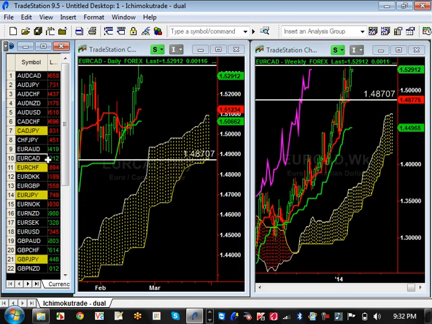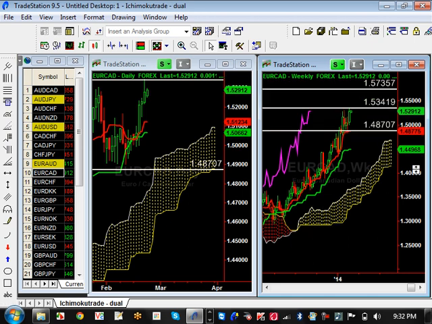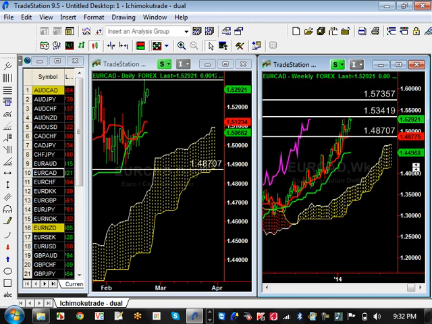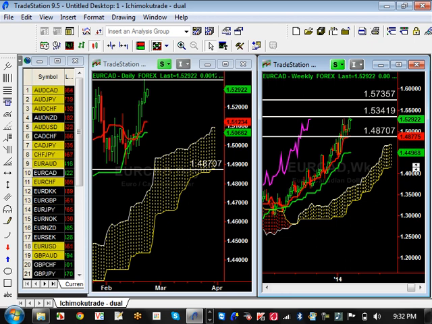Euro CAD is going on very, very strong. Doesn't even look like it's trying to pull back. It's at a major resistance level of 53.34. If it breaks that, it's going to go to 57.35.